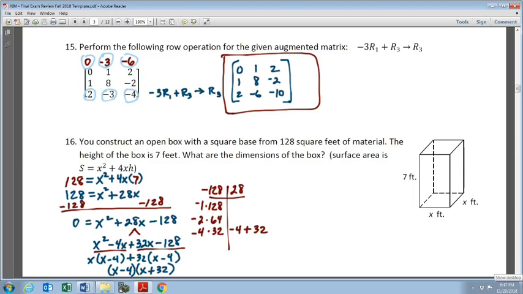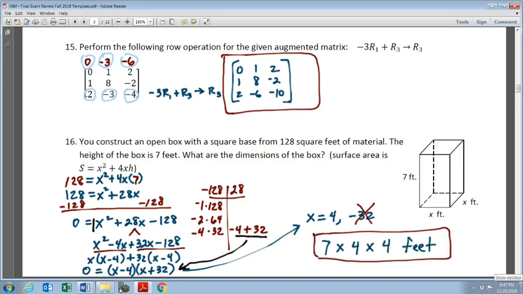And we know that when the coefficient of x squared is a 1, we could have just gone straight from here to this point here. But if you do it the longer way, that's fine, whatever you're most comfortable with. Now we're solving an equation here, so this is equal to 0. So when we set each of those equal to 0, we get 4 and -32. And of course, a length can't be negative. And so 4 is going to be the answer here. Remember, the bottom is going to be x by x, or 4 by 4 in this case. So that's our final answer there, 7 by 4 by 4 feet.